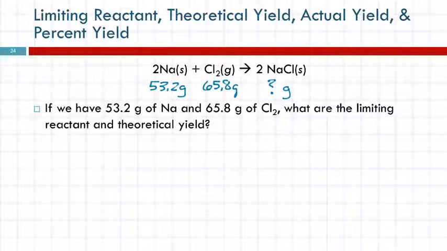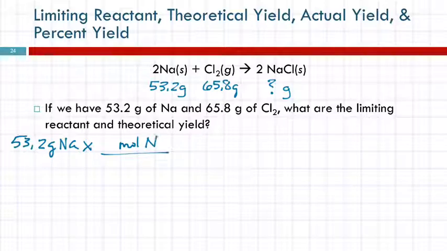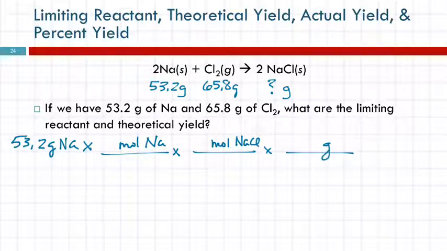So we'll just start out with 53.2 grams of sodium. I need to convert that to moles of sodium. We'll always have moles in the middle. And from that, I'm not interested in how much chlorine, I'm interested in how much product can be made. So I'm going to go to moles of product, sodium chloride. And because moles is not something that we can directly measure, we need to get to grams at the end there. Okay? Now we just fill in the units so they cancel out.